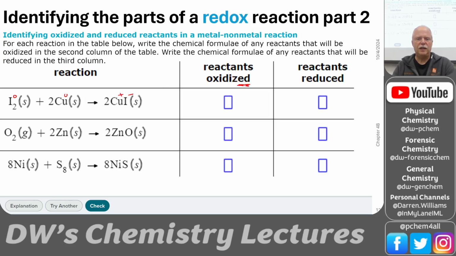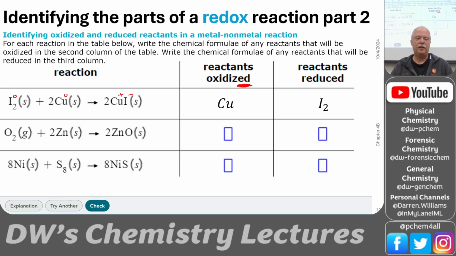So notice what this says. This says oxidized. Okay, we're not talking about the oxidizing agent. We're talking about what was oxidized. So the reactants that were oxidized. So which one lost an electron? The copper or the iodine? Yeah, so it went from 0 to positive. So that's where it lost an electron. Okay, so this first one would be copper.